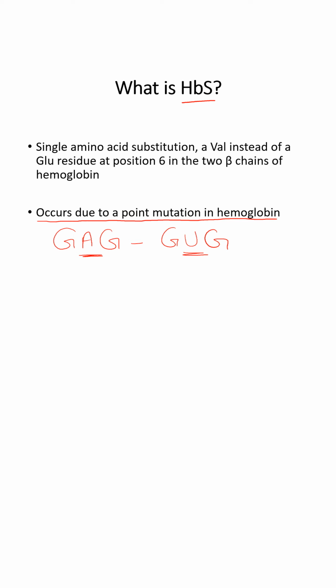So there is an amino acid substitution in the hemoglobin chain, where in the beta chain of hemoglobin, in the sixth position, glutamic acid is replaced by valine. Please remember, it is glutamic acid. Many of you confuse it with glutamine. It is not glutamine, it is glutamic acid. A single amino acid substitution occurs.